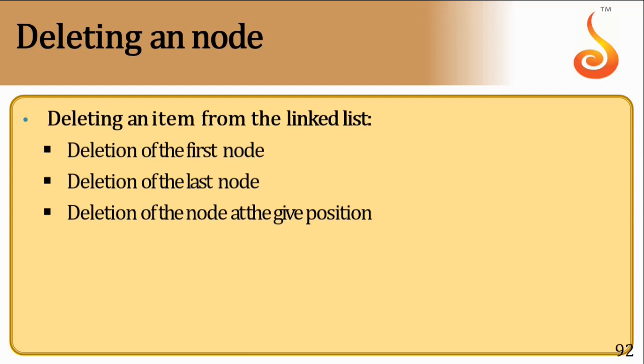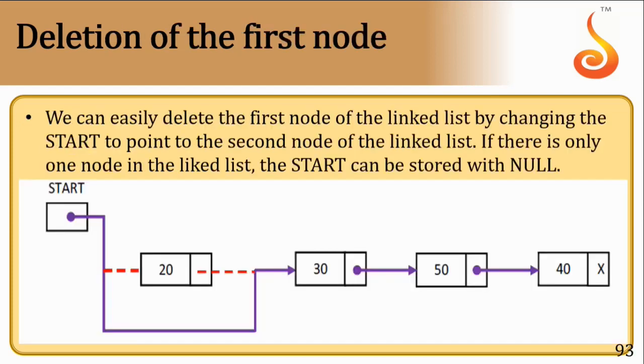So deleting an item can be the first, the last, or at a given position. We can easily delete the first node of the linked list by changing the start. Here it is start, which you can also refer to as head. Head and start are the same, to point to the second node of the list. If there is only one node in the list, make it null. What do you mean by that?